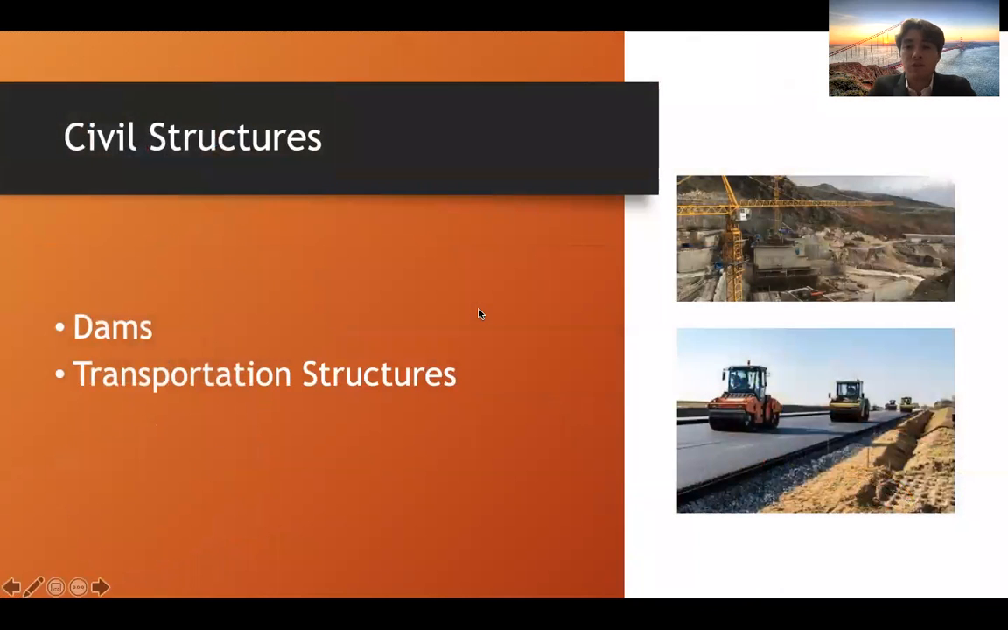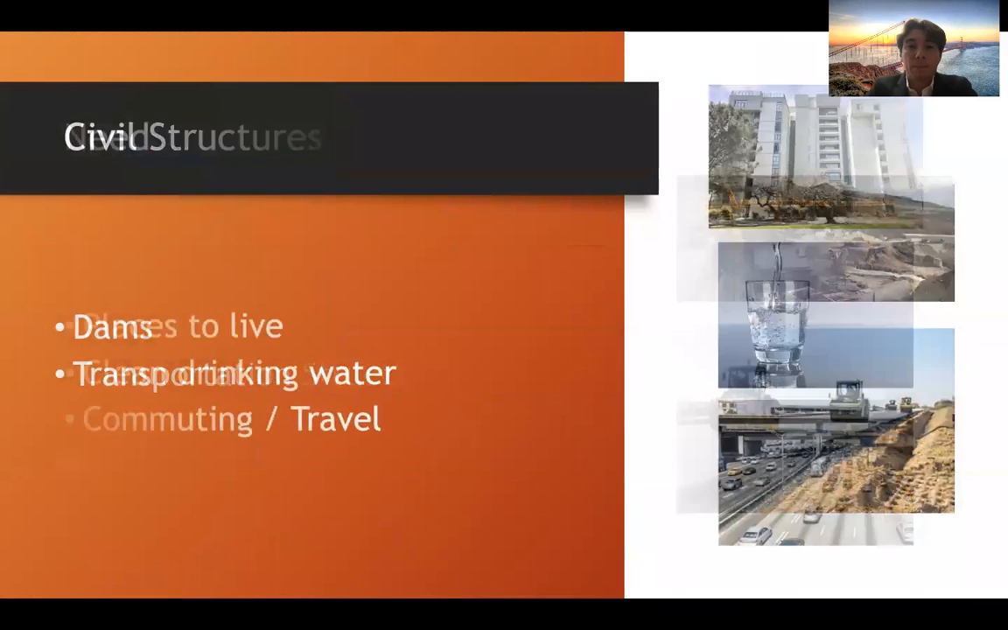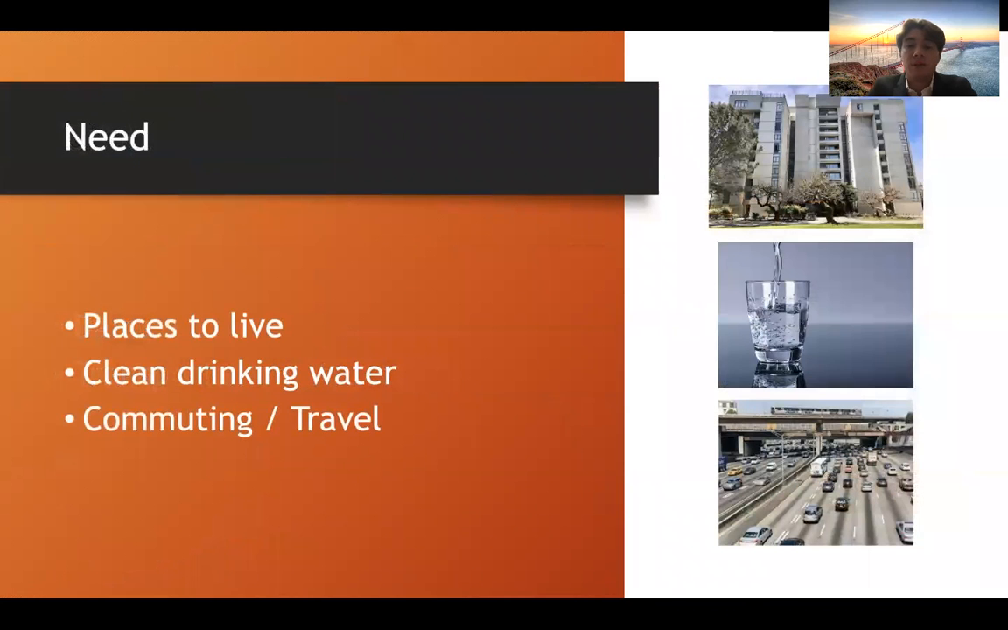First, we have civil structures, which include dams, transportation structures, as well as water purification systems and several other structures, which allow civilians to go about their daily lives much easier. The need of this would be having places to live.